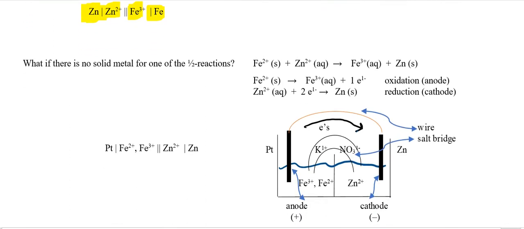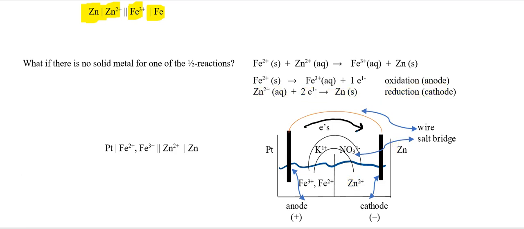And you may ask yourself, but wait, what if I have an oxidation reduction reaction that doesn't have a solid metal in it? Well, here's one. I just flipped it around a little bit. If you look at it, we have half reactions going on in which iron 2+ is going to iron 3+ and zinc 2+ is going to zinc. So our oxidation, iron 2+ to iron 3+, is right here in the anode. And our cathode, our reduction, is right here. There's our zinc 2+ and our zinc.